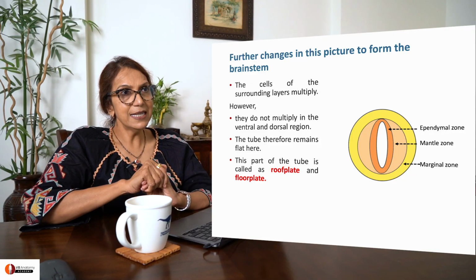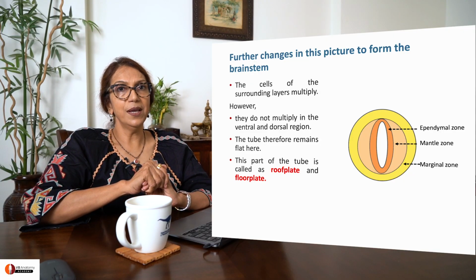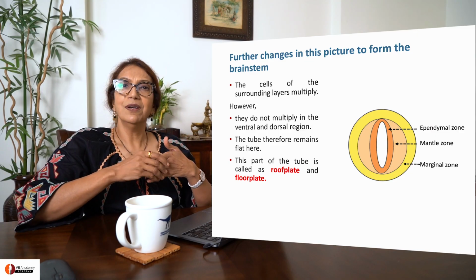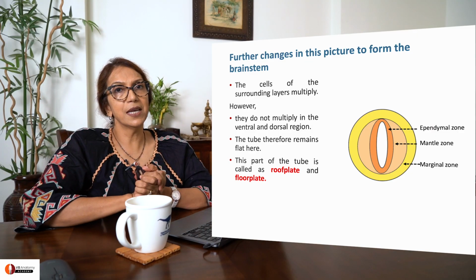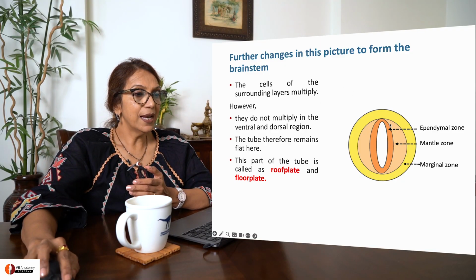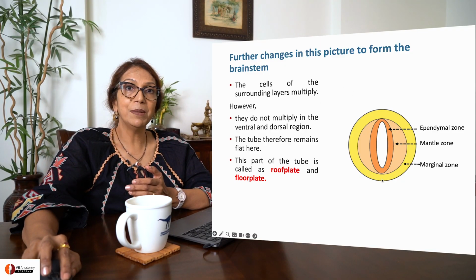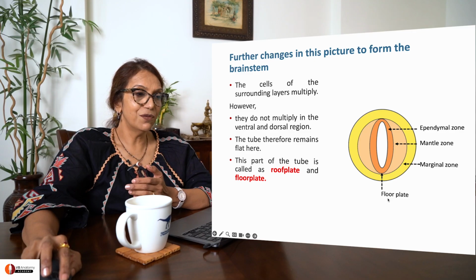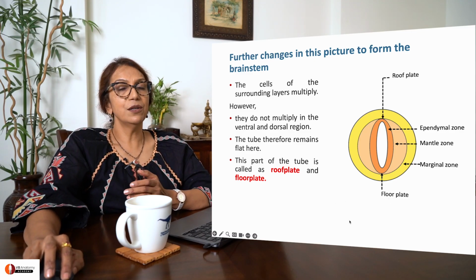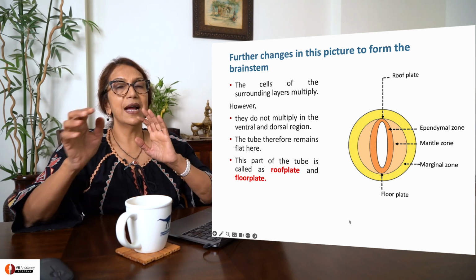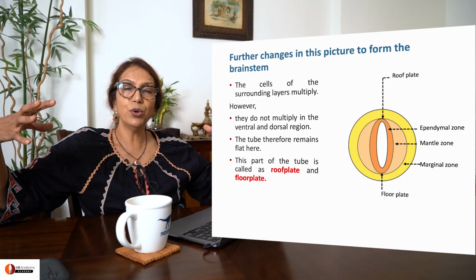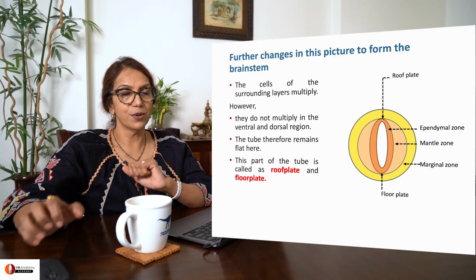Right. But while this multiplication is going on, there are zones in the ventral and dorsal region which are not really migrating. There is not much activity happening there. So here and here, the activity is quite limited. This is called the floor plate and the roof plate. So what happens in the floor plate and the roof plate is that there is no migration happening there. The migration is happening more sidewards than ventral and dorsal.